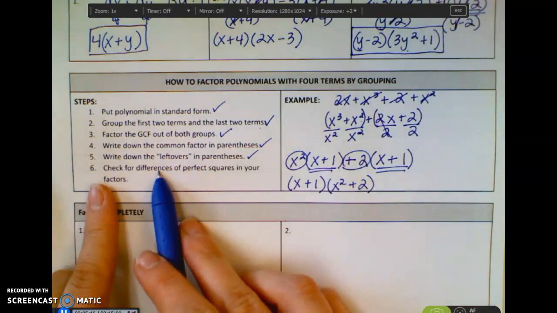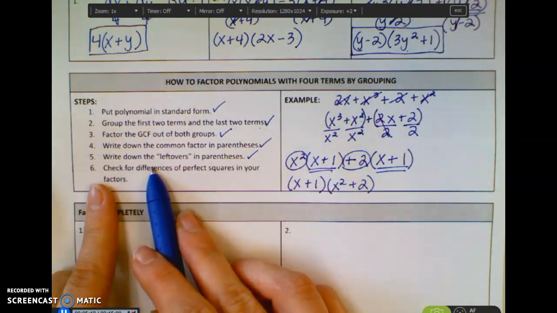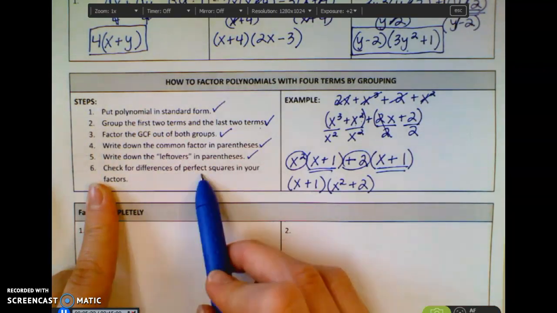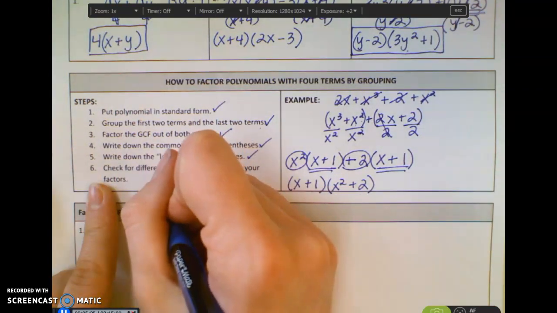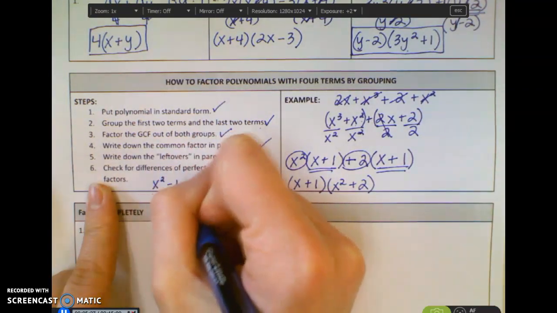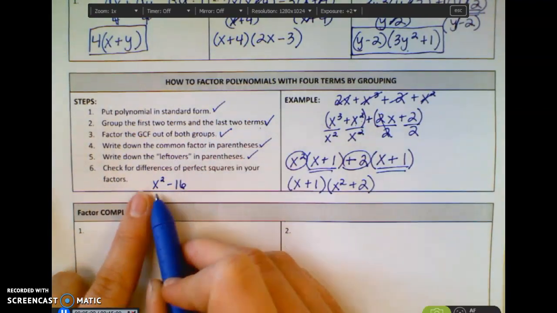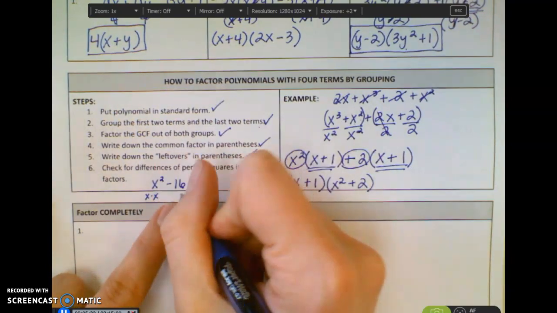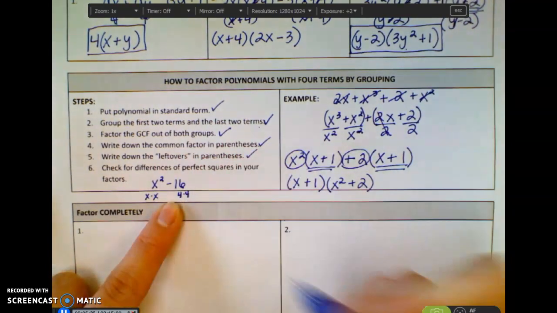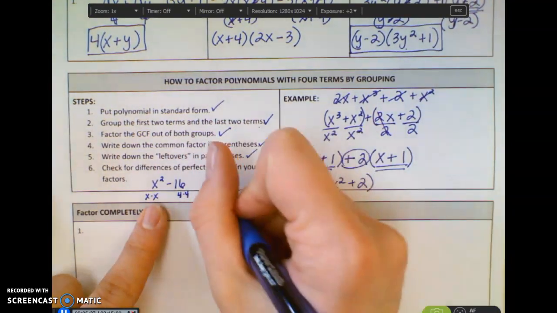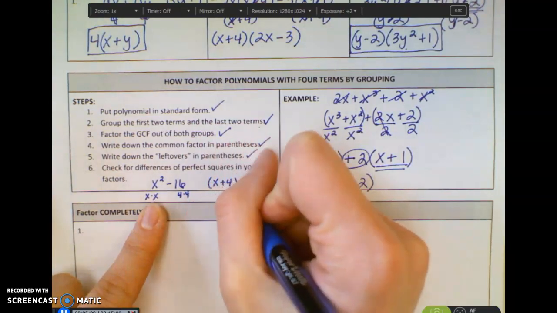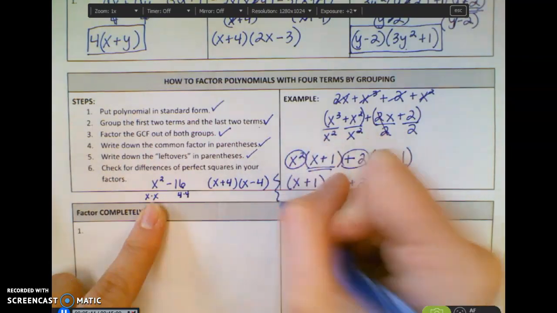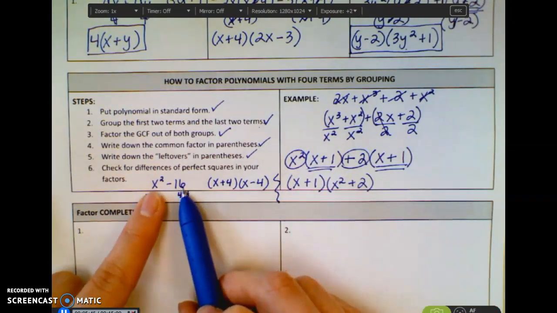This last step is important. We need to check for differences of perfect squares in the factors. Differences of perfect squares are something kind of like x squared minus 16. That's an example. X squared is a perfect square, it's x times x. 16 is a perfect square, it's 4 times 4. So we can actually factor that further to be x plus 4 and x minus 4. And again, that's just a random example. So always look for difference of squares.